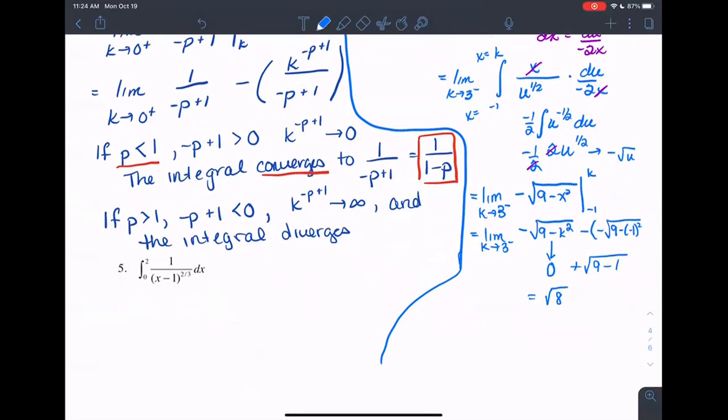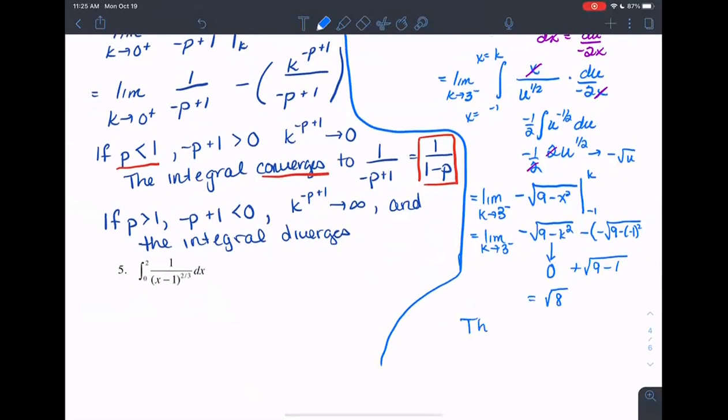Since we got a finite answer, the integral converges to square root 8, or if you like to simplify square roots, to 2 root 2. So nothing too bad there. Any questions on that one?